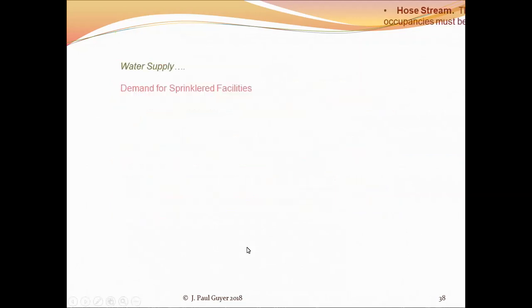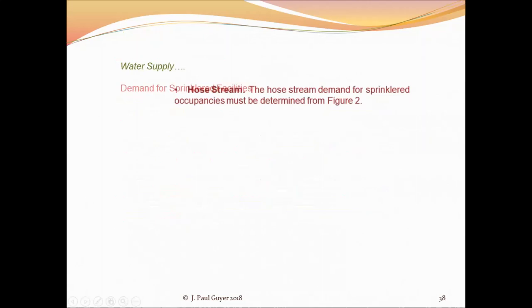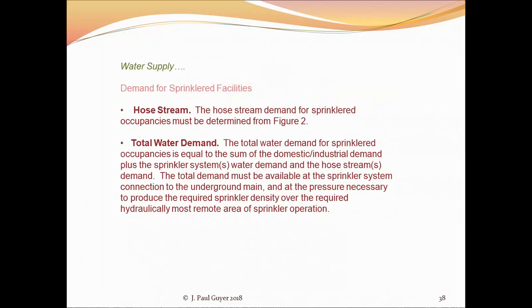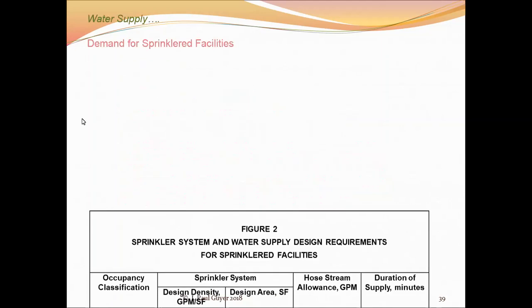And so for a sprinklered facility, a facility that typically by code you are required to have an automatic sprinkler system, there are two requirements, two things that require water. One is the automatic sprinkler system, and the other is the hose stream. This is the water you make available for the firefighters to use when they show up. And the sum of those two is the total water demand.